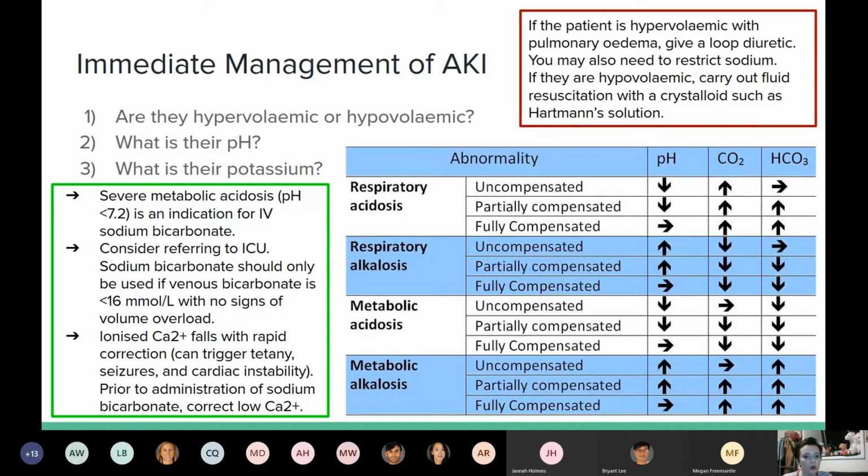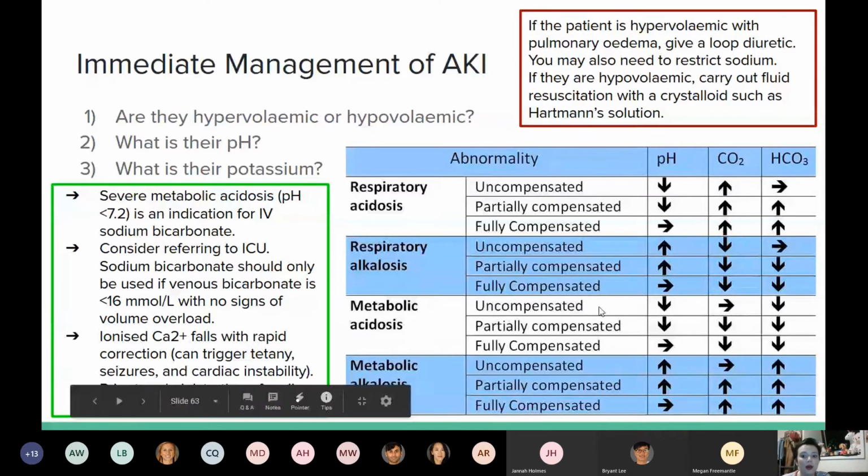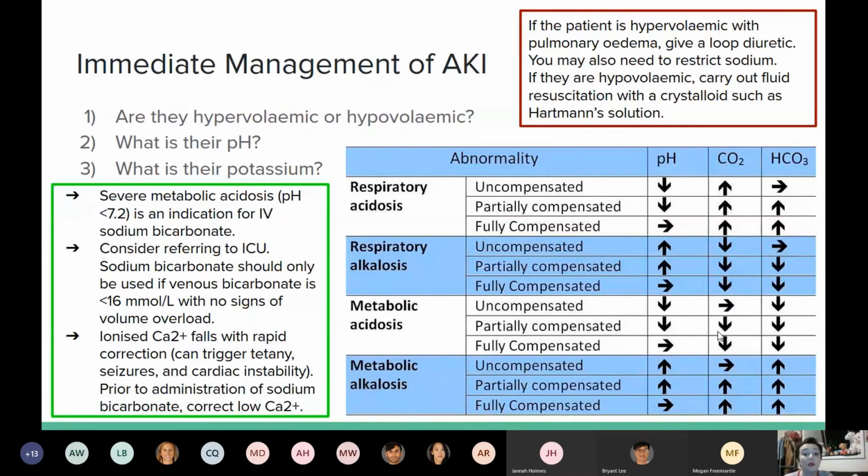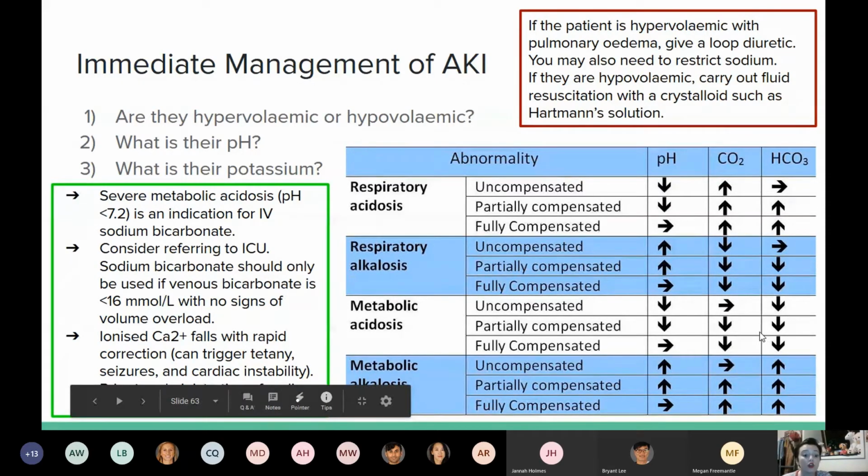So I'm not going through how to look at blood gases, but looking at blood gases is really important in renal medicine because you need to know if they're in a metabolic acidosis. So this is where their pH is lower, their CO2 may be the same or it may actually be reduced. So if someone is breathing a lot to try and blow off their acidity, then they might have reduced CO2. And their bicarbonate will be reduced because they are using the bicarbonate to try and compensate for their acidosis.